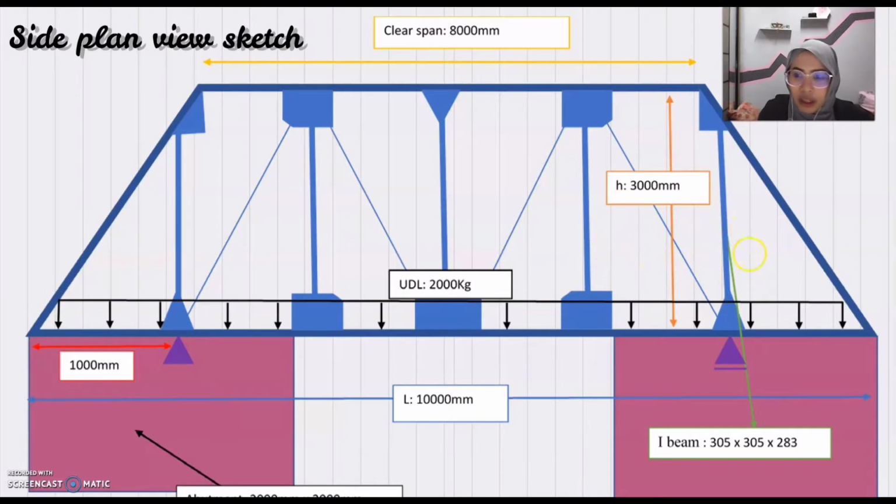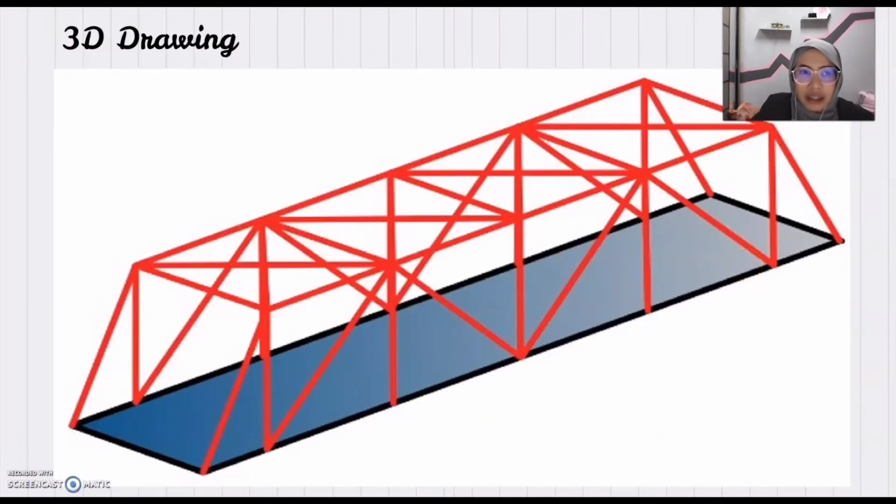So let's see, this is our 3D drawing. It is a model of the bridge that we have formed. And yeah, I think that's all for me.